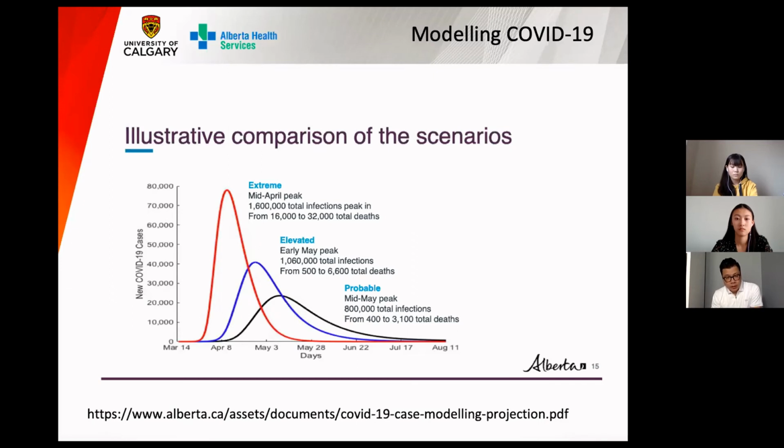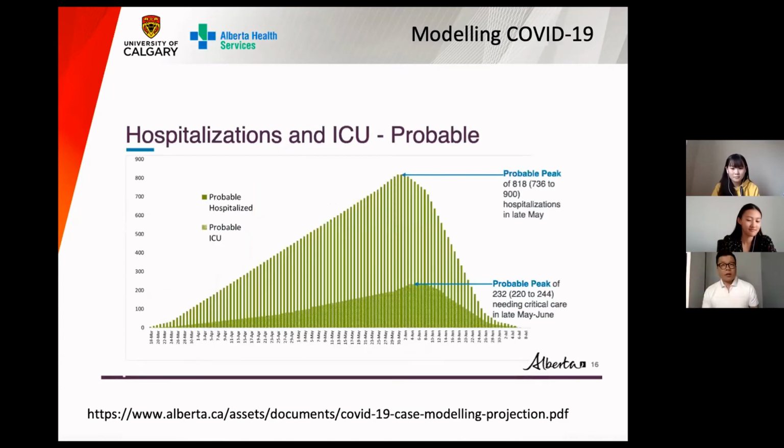Then they have this elevated scenario where you have a peak earlier on of 1 million infections and about 500 to 7,000 deaths. And then the extreme case scenario, which again, we've been very fortunate in Alberta, with Dr. Deena Hinshaw and a very proactive public health department, would have been an infection rate of maybe up to 1.5 million people with a significant number of deaths. So using this, Alberta Health and Alberta Health Services wanted to use these different scenarios to better plan: what is our current capacity in our hospitals, and whether we should be increasing that capacity. So again, this is an example of how mathematical modeling can help drive policy, administrative policy, hospital policy to better plan.